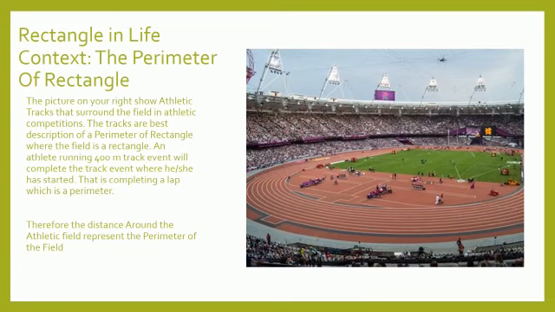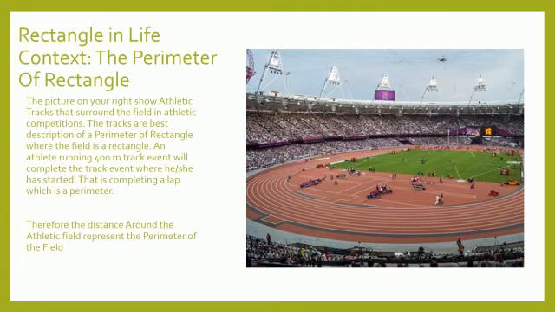In that particular track and field event, or athletic field, the rectangle here is represented by the field itself, which is a rectangle. And the perimeter is represented by the tracks. That means for an athlete to run an athletic event, the 400-meter track event, will have to start at the starting point, run until that particular athlete completes a lap. And that athlete is going to complete a lap where he or she has started.